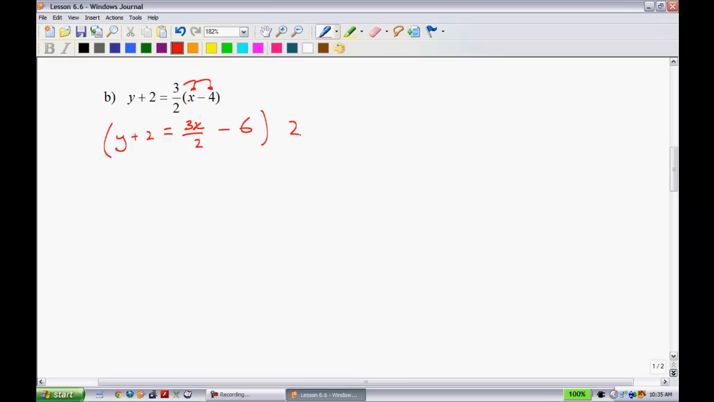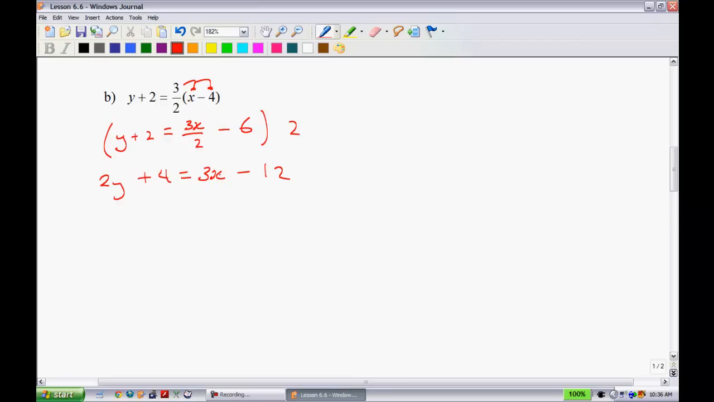So at this stage, I'm going to multiply everything by 2, and I get 2y plus 4 is equal to, those 2's will cancel, giving you the 3x minus 12. Okay. At this stage, this one's kind of unique because for the equation that I dealt with in A, remember how I moved everything to the left-hand side of the equation over here? This time I'm probably going to want to move everything to the right-hand side.